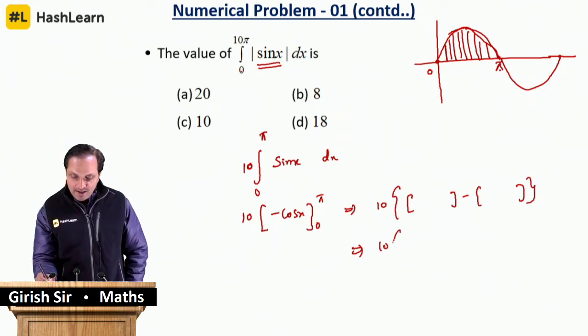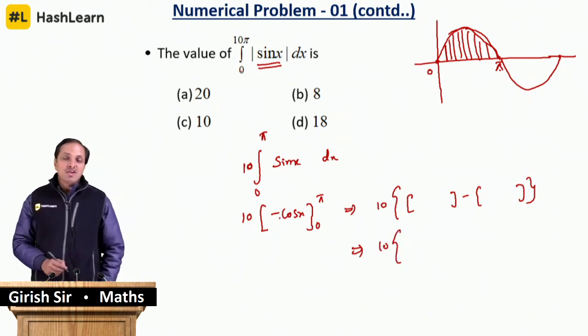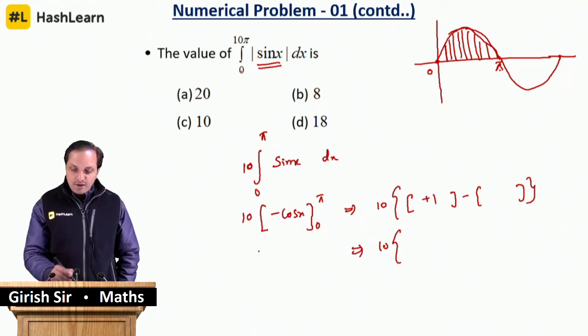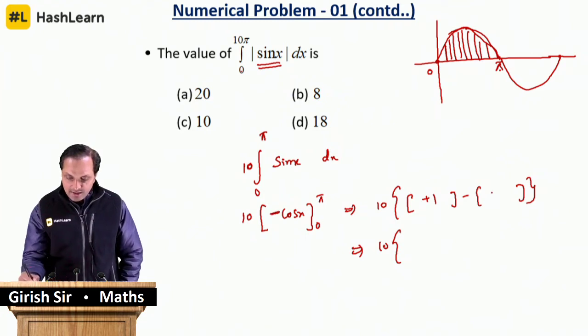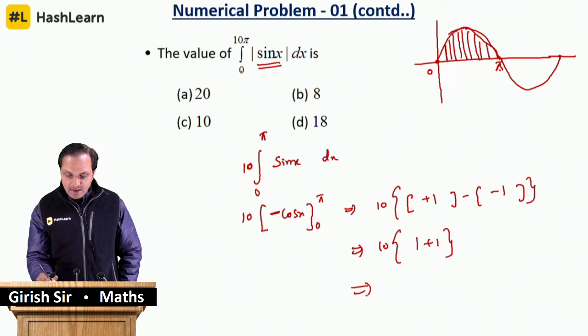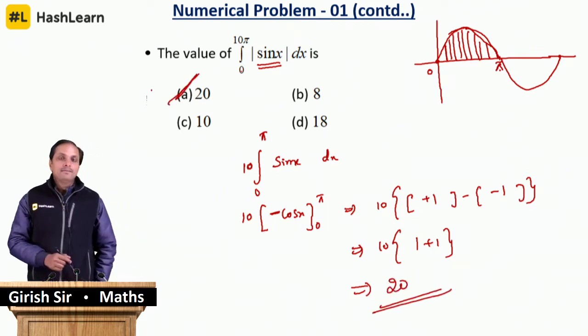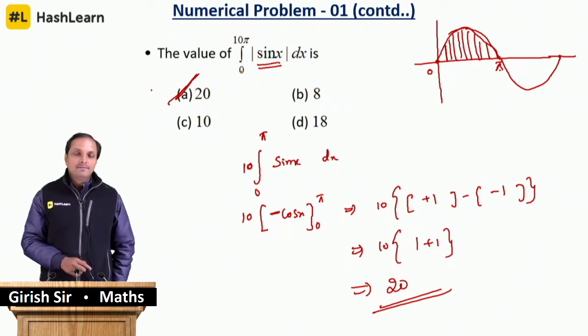So upper limit क्या है, upper limit है pi. What is cos pi? Cos pi is minus 1. So minus से minus जुड़कर ये हो जाएगा plus 1. Cos 0 is 1. Already one minus sign is there, so that will give you minus 1. So this will give you 1 plus 1, which is nothing but 2 into 10 is 20. You are observing there is an option 20, which is option A.